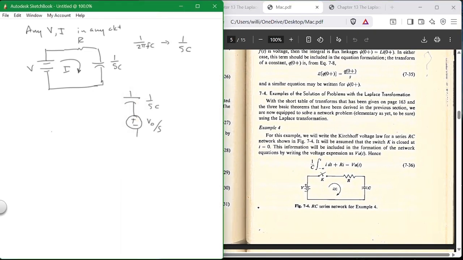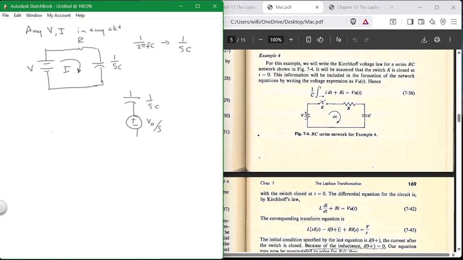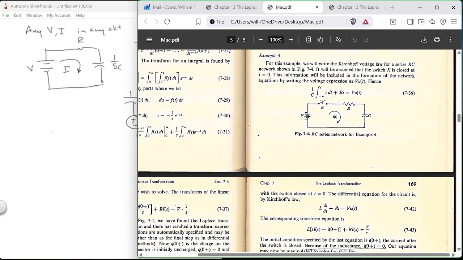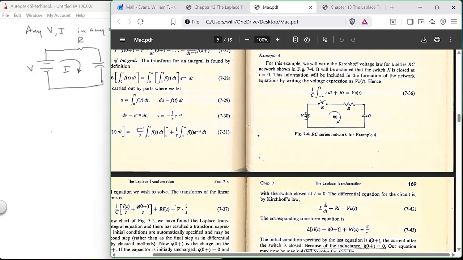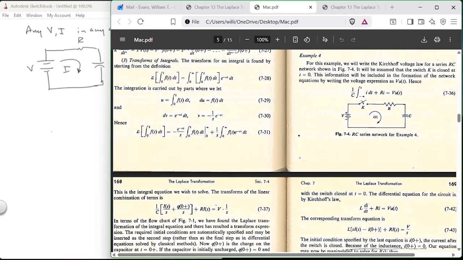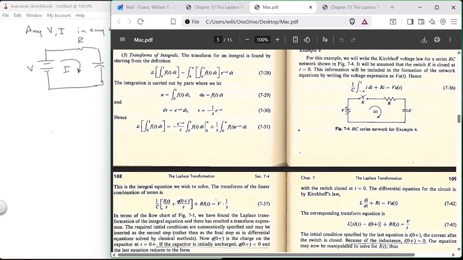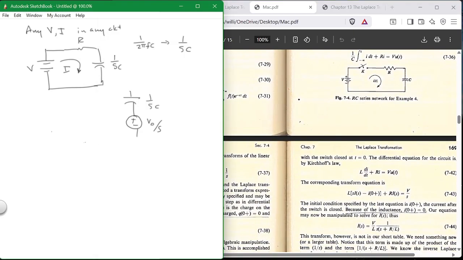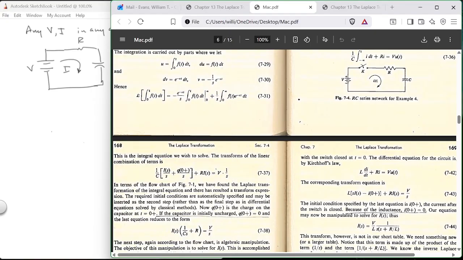Okay, so what do you do? Well, you write the circuit like you normally would. So here, he writes it as Q of 0 plus over S, which is V0 over S, all right? So what do you do with the rest of the circuit? Well, here's how you write the circuit.